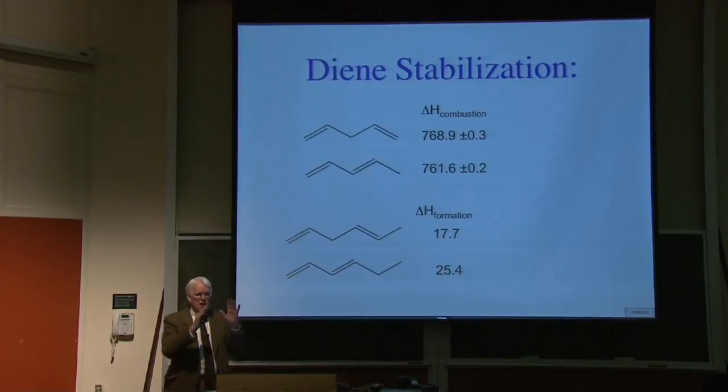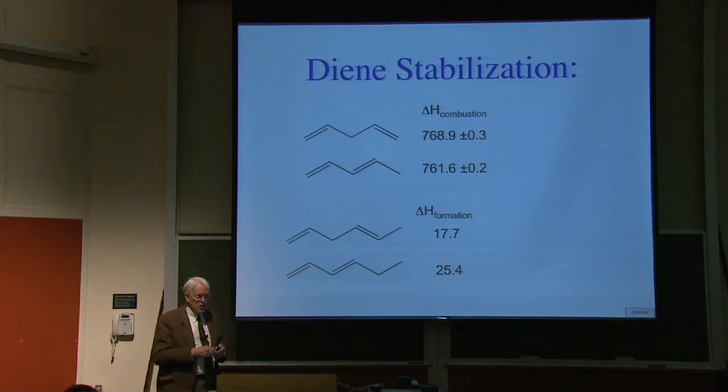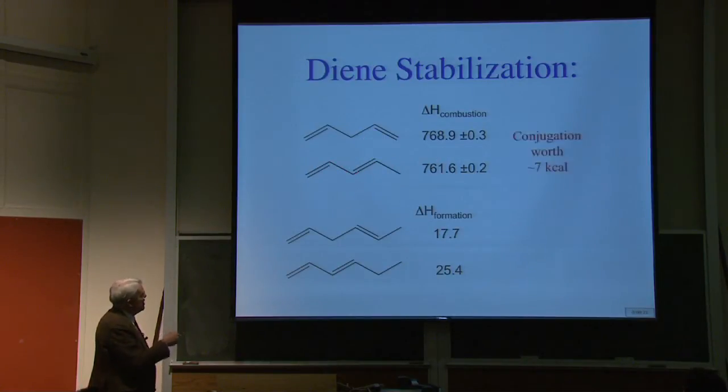Now, we've looked here at a lot of different allylic stabilizations, but dienes can also be conjugated. And how much is that worth? We can look at the heat of combustion of this one where they're not conjugated, and this one where they're across a single bond, these isomers of one another. And you can see that the conjugation seems to be worth about 7 kilocalories per mole. Or down here, it seems to be worth about 8 kilocalories per mole.